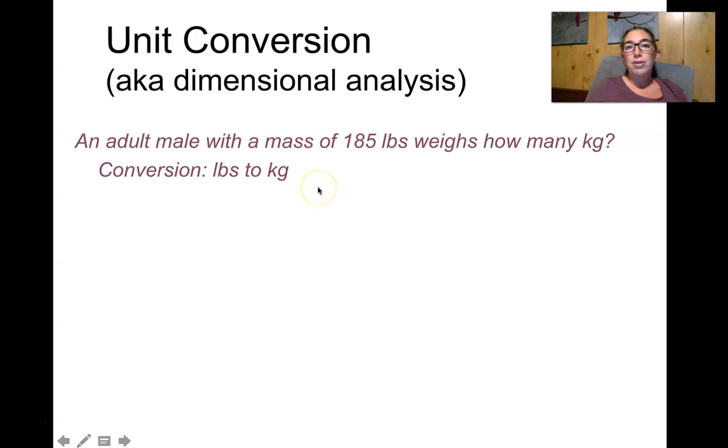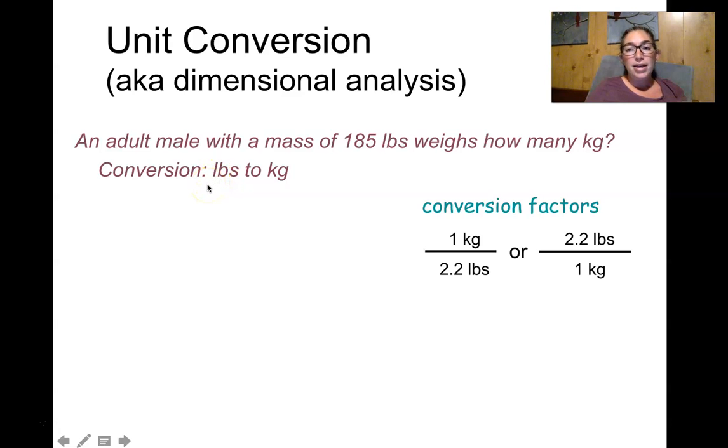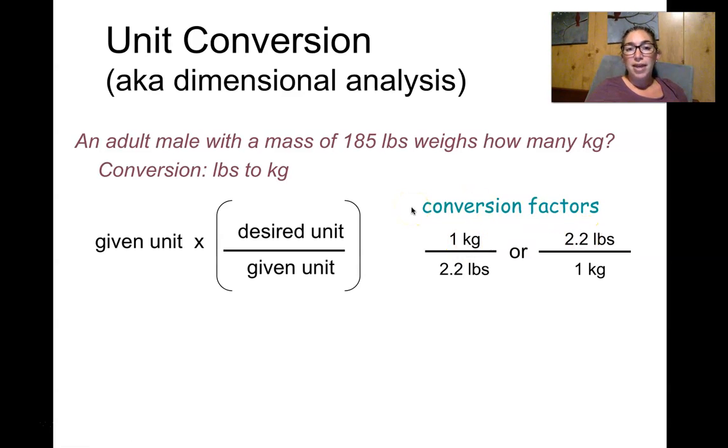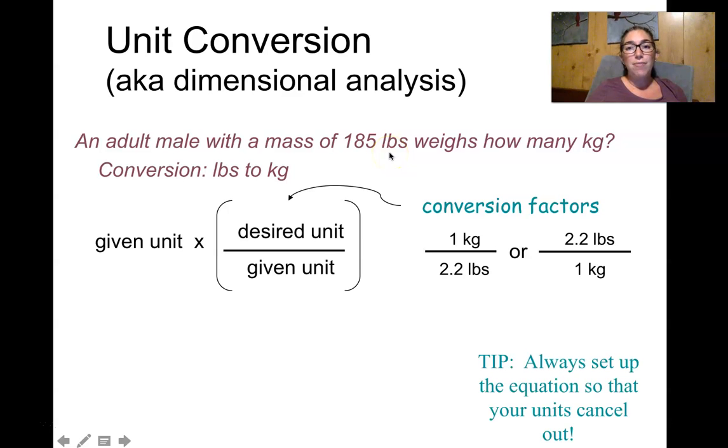Here's one where we're doing a conversion from US units to metric units, from pounds to kilograms. So again, the first thing we want to do is identify our conversion factors. We look on an equivalency table and we find that 1 kilogram is equal to 2.2 pounds. So we can make either of these. We'll be using one of these conversion factors in this problem. Then we're going to make sure that we set it up in this way. So we're going to start with our given unit, and in the problem, we're given 185 pounds.